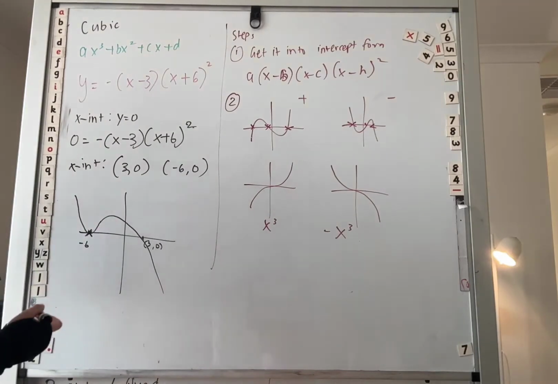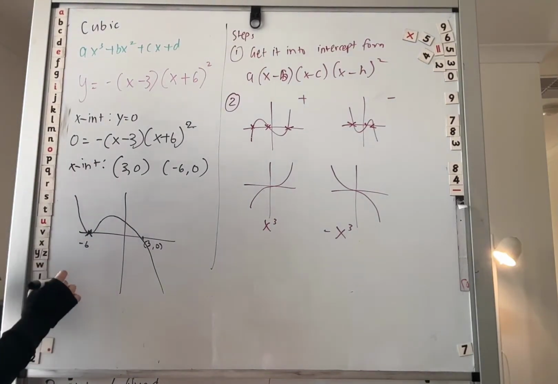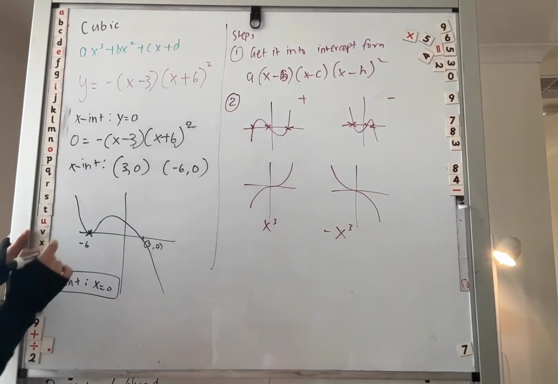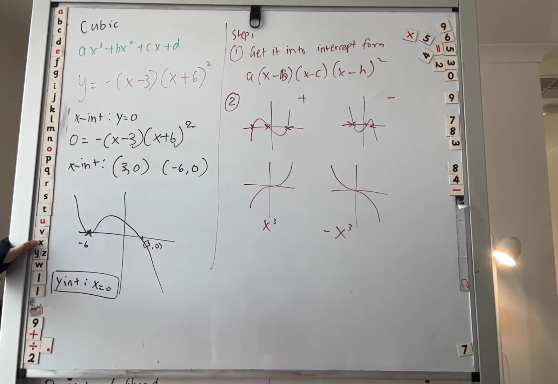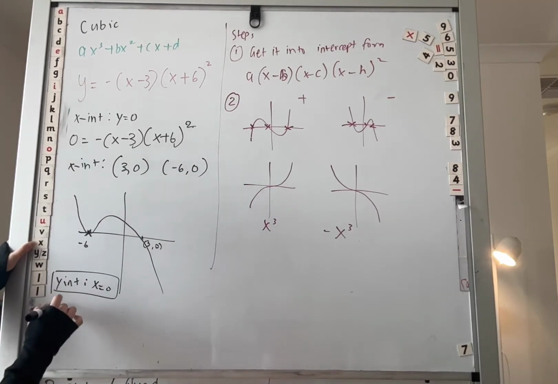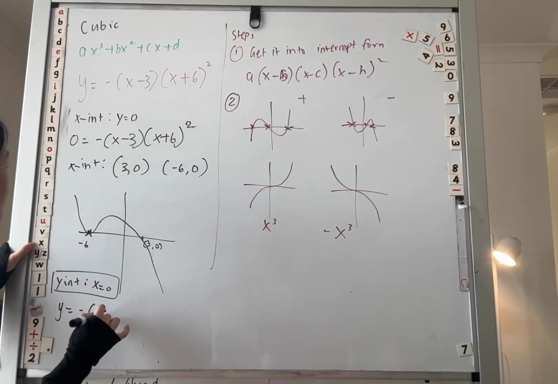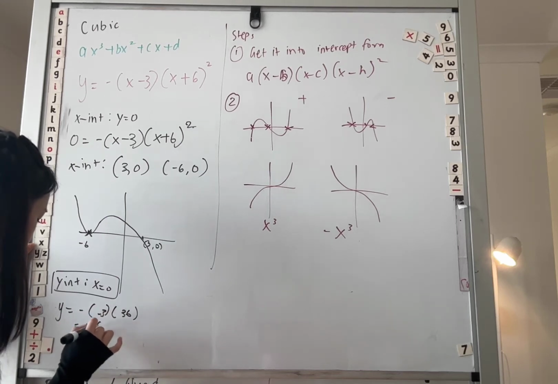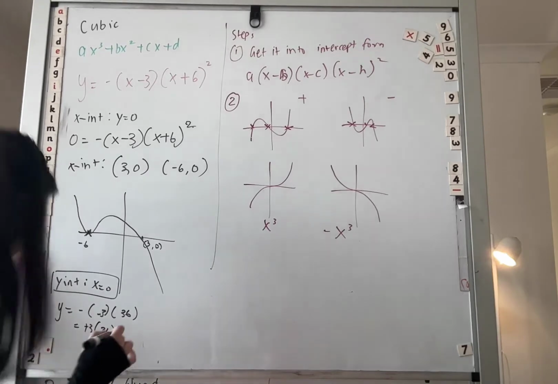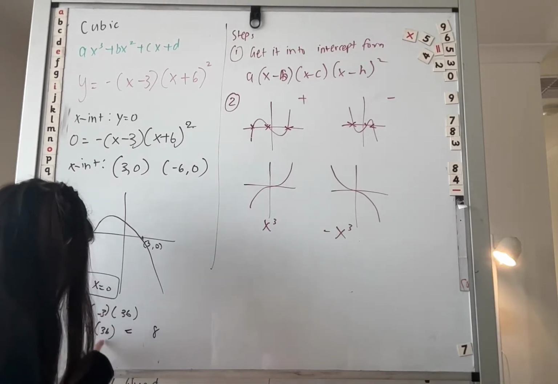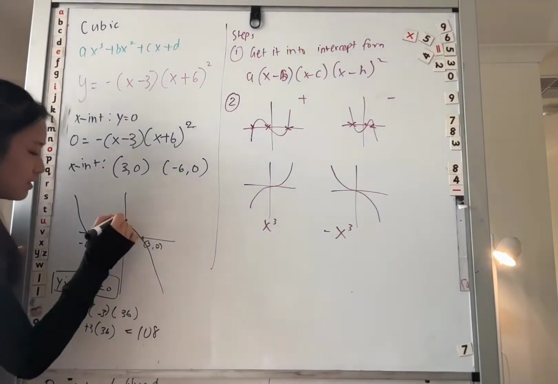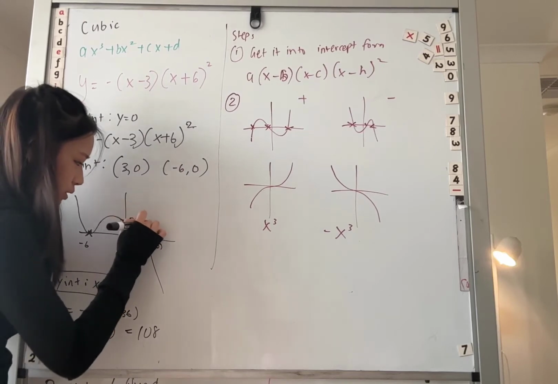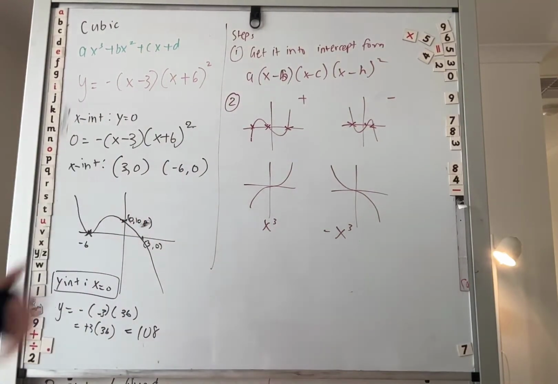You probably should find your y-intercept as well beforehand. So we'll just quickly do that. Y-intercept, x equals 0. Make sure you write this. This is a mark. So when x equals 0, y equals negative 3 times 36. So the answer is plus 3 times 36, which is 108. So this is very off scale, but it is 108 here. 0, 108. Okay? So that's how you sketch these sort of graphs.